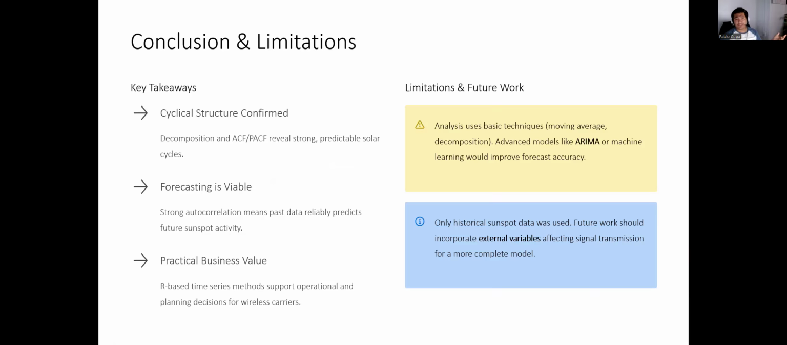There were also limitations. I used basic techniques because I'm still learning R and time series analysis. I did not use advanced forecasting models such as ARIMA or other machine learning tools. Also, the analysis only used historical sunspot data and did not include other variables that may affect signal transmission.